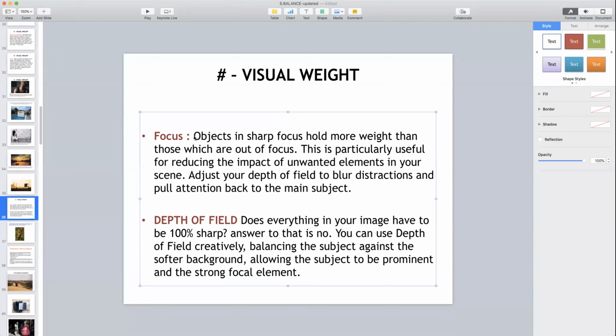Should everything in a photograph or film be in focus? No. Not necessarily everything should be in sharp focus. For example, in portrait photography, you see the background is blurred out if it is not of interest. Objects in sharp focus hold more weight than those which are out of focus. This is particularly useful for reducing the impact of unwanted elements in your scene. If there are unnecessary things in the background, you can't remove them, so what you can do is make them out of focus. Adjust your depth of field to blur distractions and pull attention back to the main subject. So depth of field is important here.